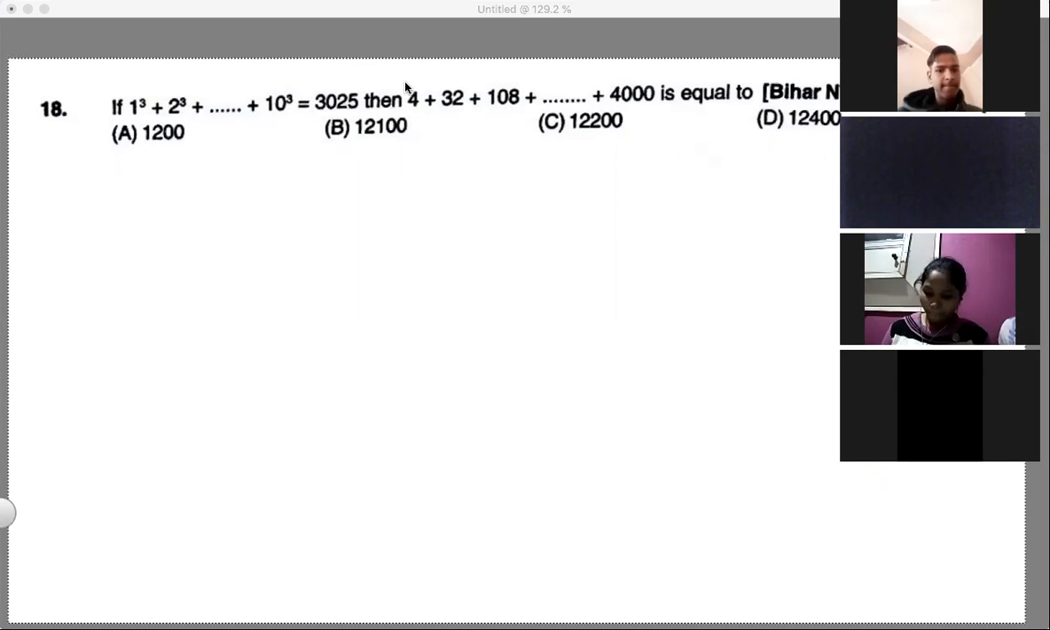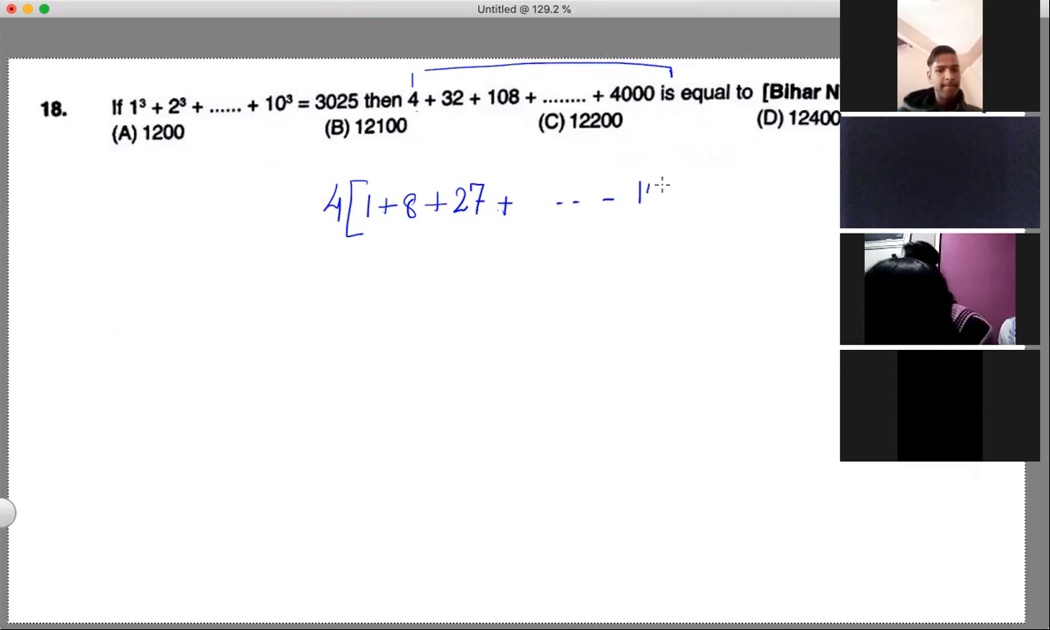We have to find this. This is not an AP. We know it, right? But let's take 4 common. What will we get? 1 plus 8 plus 27 plus 8, right?